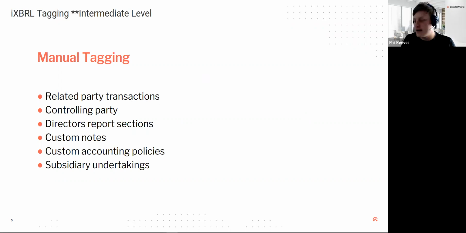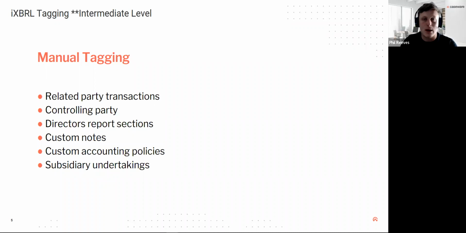So, some examples of areas where we may need to apply manual tagging. As you can see on the screen: related party transactions, controlling parties, and directors report sections. So these are custom directors report sections, if you've gone through and added your own area in, and that needs to be tagged for submission purposes.